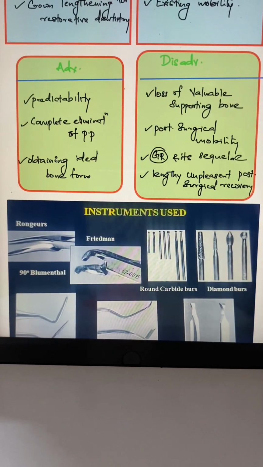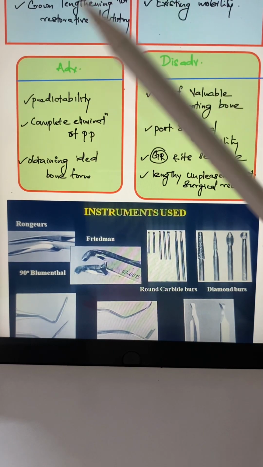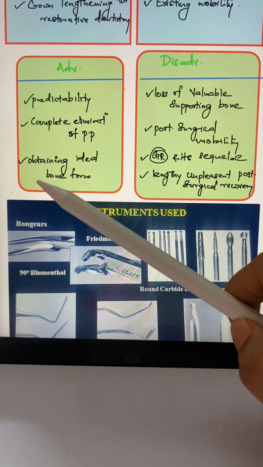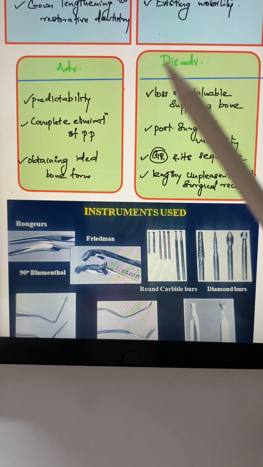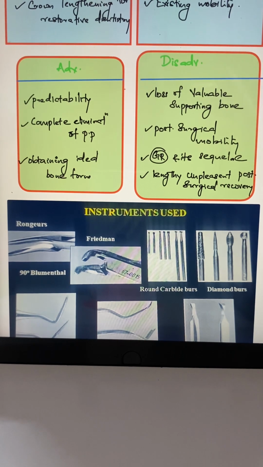And we have to see the advantages and disadvantages. The advantages are the predictability and completeness, the pocket will be eliminated completely, and obtaining the ideal bone form. Whereas the disadvantages are we lose most of the valuable supporting bone. Then post-surgical mobility can happen, and gingival recession and lengthy unpleasant post-surgical recovery. These are all the disadvantages of the surgery.